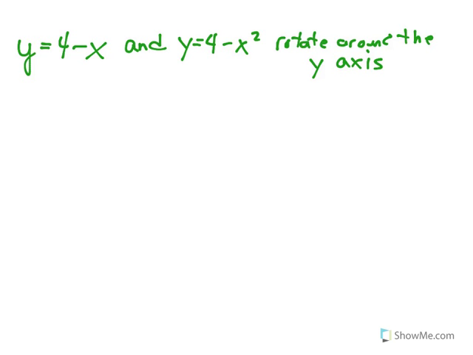So I know I'm going to be in quadrant 1, and the big key here is I'm rotating around the y-axis. I just have to figure out which direction I'm going to be going in.